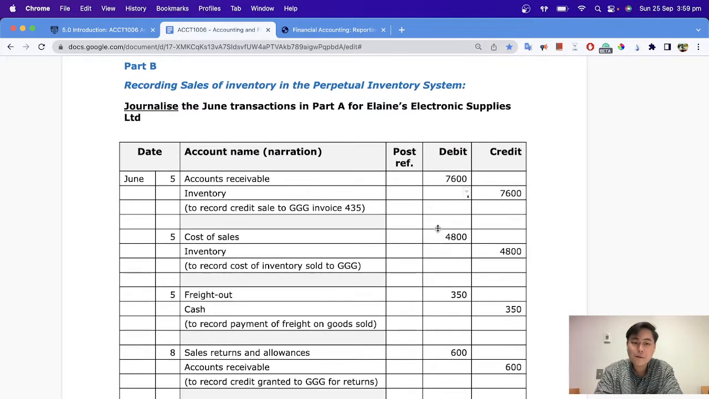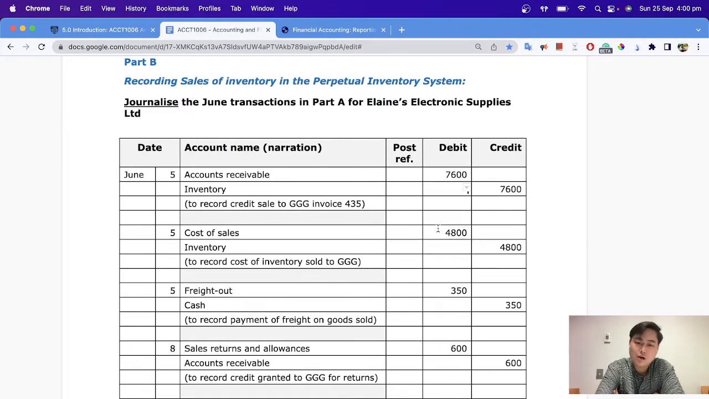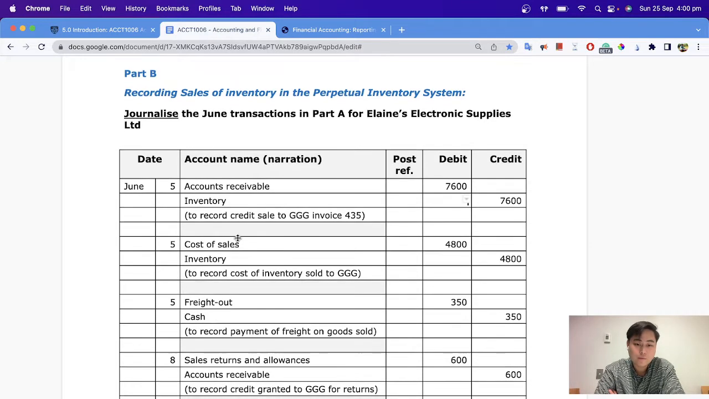Now, under the perpetual accounting system, we want to know how much inventory we have on hand at all times. This is why we have another column here called cost of sales. Cost of sales is how much you purchased this inventory for. You purchase the inventory for 4,800 and then you sell it for 7,600. And so cost of sales is debited and inventory is credited.